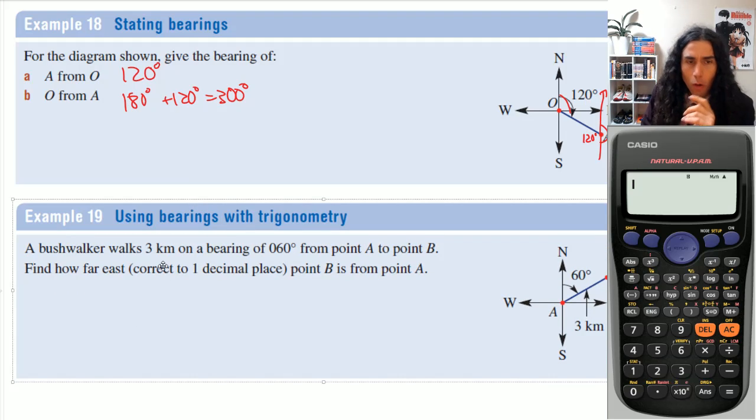A bushwalker walks 3 kilometers on a bearing of 060 from point A to point B. Find how far east point B is from point A. So from point A east, they only care about how far east they went. So that distance there, which I've drawn on the bottom, that's all they care about.